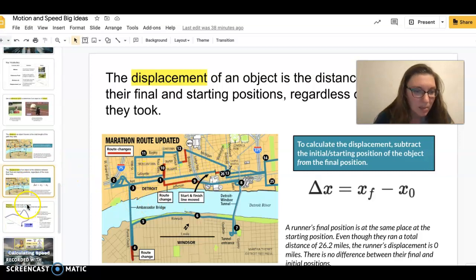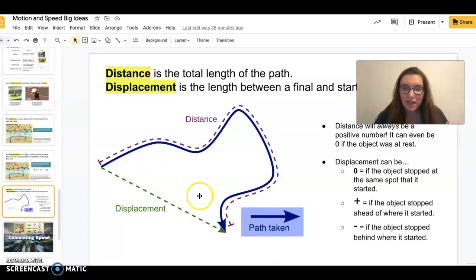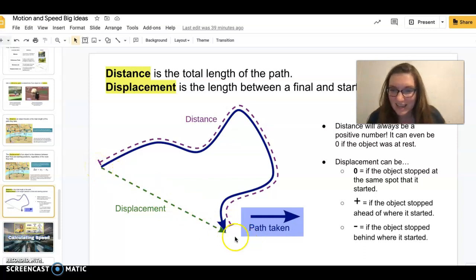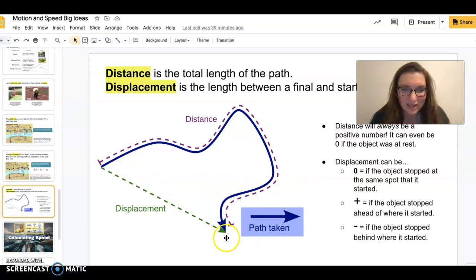Here's another way of looking at it. The path taken was like this, but the displacement was only this distance to this distance. That could be a lot less than this one anyway.